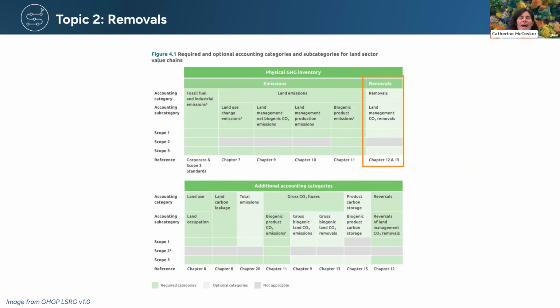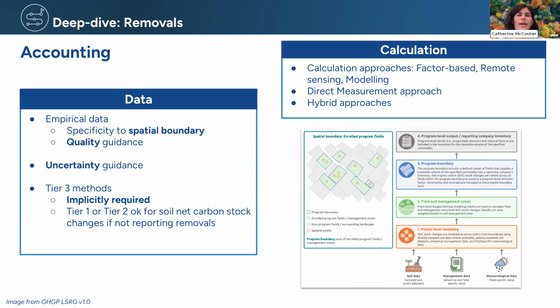Thanks, Megan. So just zooming back out and back into a different category, we're going to talk about removals for a while now, because the guidance does have quite a lot to say about removals. So I'll talk about the accounting side of things first. So on the data side, the guidance does have a lot of information, clarification, examples, useful tables on data quality, what counts, what doesn't count. It's not exhaustive, so there are still sort of gray areas, but there is a lot there.